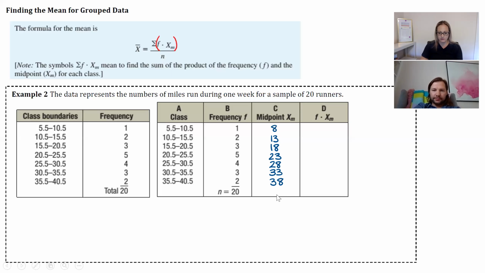Okay, then once you have your midpoints, you're going to take each one of those values and multiply them by the corresponding frequency. And that's going to go over here in column D. So 1 times 8 is 8, 2 times 13 is 26, 3 times 18 is 54, and so on. So the other ones are 115, 112, 99, and 76.